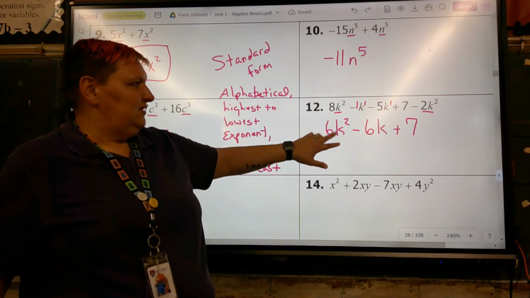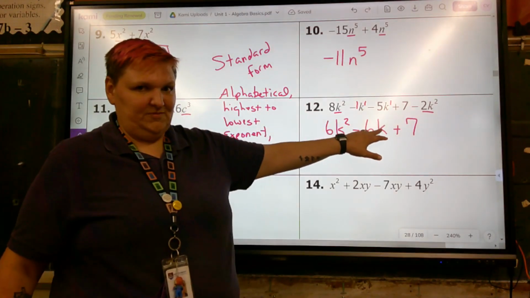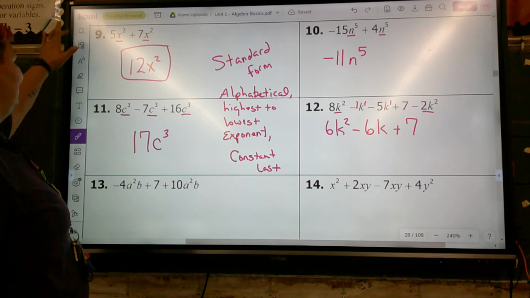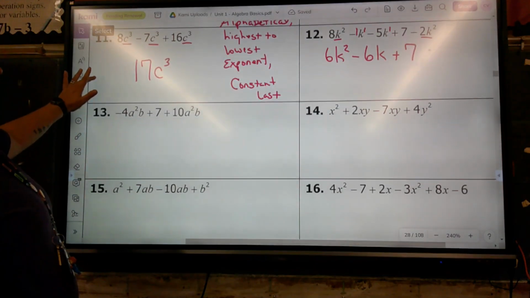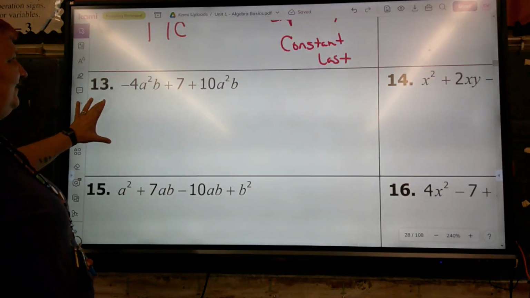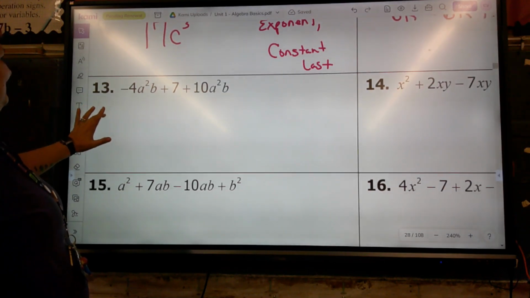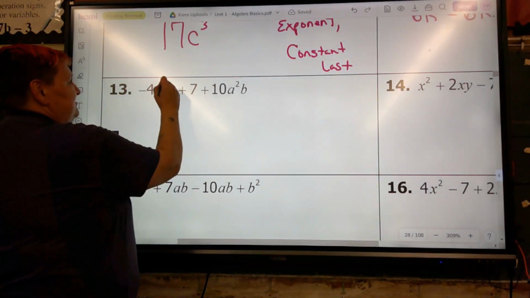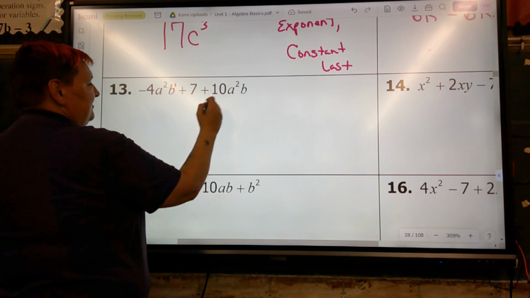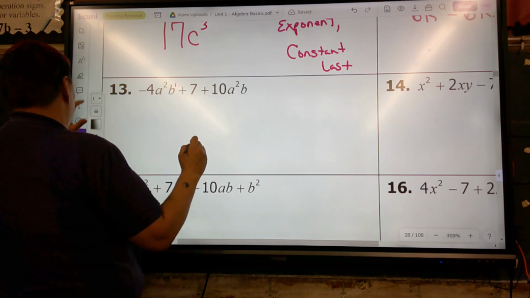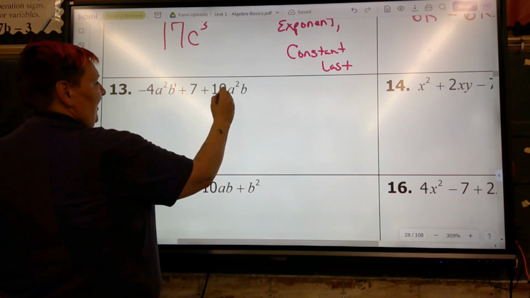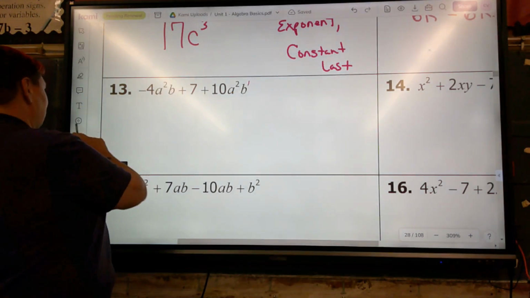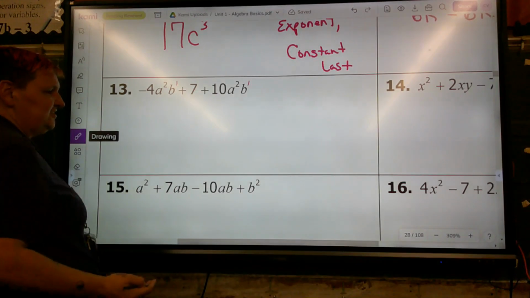Alphabetical, highest exponent to lowest exponent, constant last. I know, it's getting a little insane. That's okay. We can do this. All right. This is a squared b to the first. And this is a squared b to the first. They are like terms, so let's combine them.